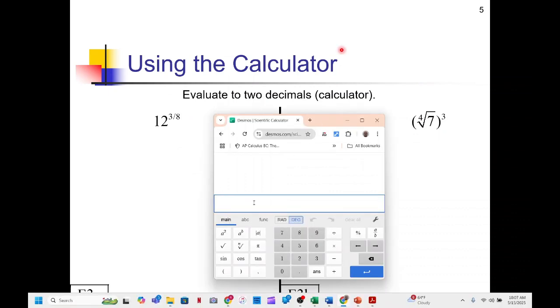So here on my Desmos scientific calculator, I'm just going to do 12, press my exponent button, wherever that is. This looks like a good one, or you could do Shift 6 for that little hat symbol, and then I'll just do 3 divided by 8 right in the exponent. So 3 divided by 8, it automatically does it for me. And that comes out to, they said 2 decimals, so 2.54.